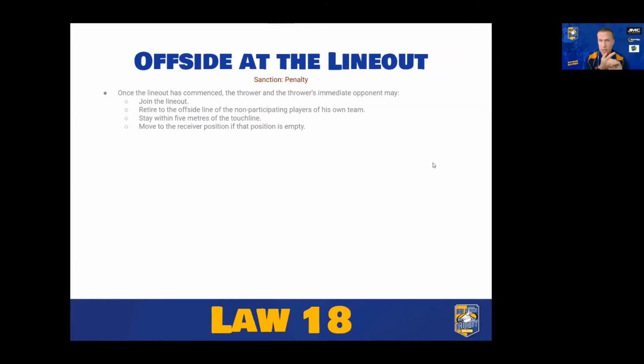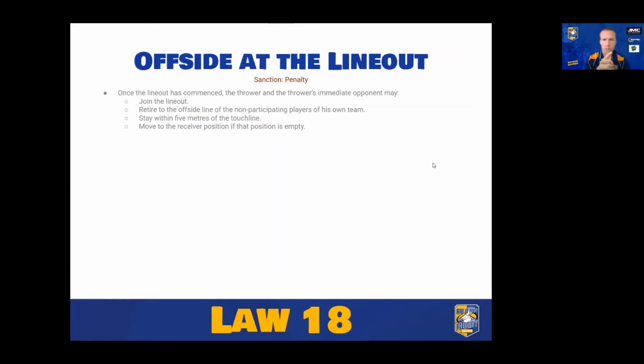They can stay in that 5 meter zone and just basically stay where they are, or they can go into the receiver position. But they can only go to that receiver position if it's empty. And that means if it's empty when the line out started. Okay, because that receiver can't come into the line out and make that position empty once the line out started. So that's a pretty key part.